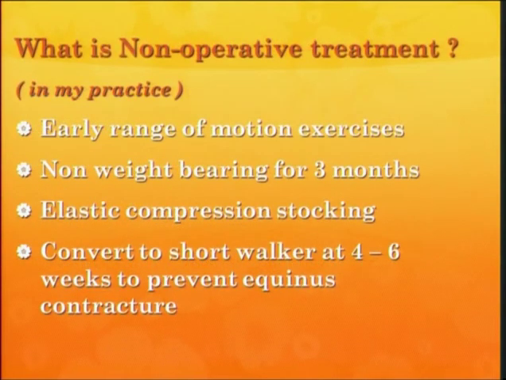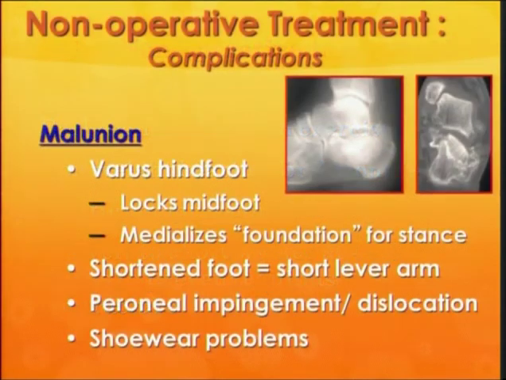Before I expand on that, non-operative in my definition, and certainly this is reciprocated by a lot of the literature, is about early range of motion. It's a bit like Achilles tendon injuries and ankle fractures. We are very much focused on early range of motion. Non-weight bearing is usually between 6 weeks to 3 months, depending on the fracture personality. I use a compression stocking early on and convert them to a boot at about 4 to 6 weeks.